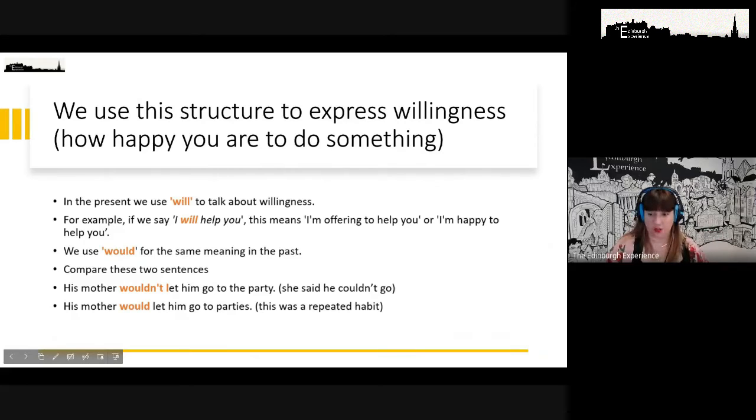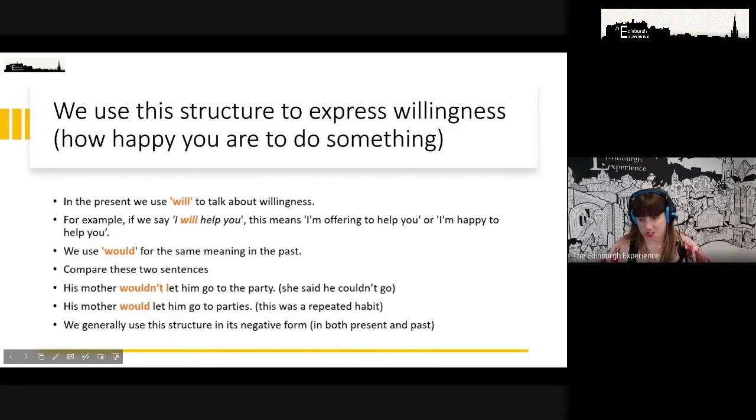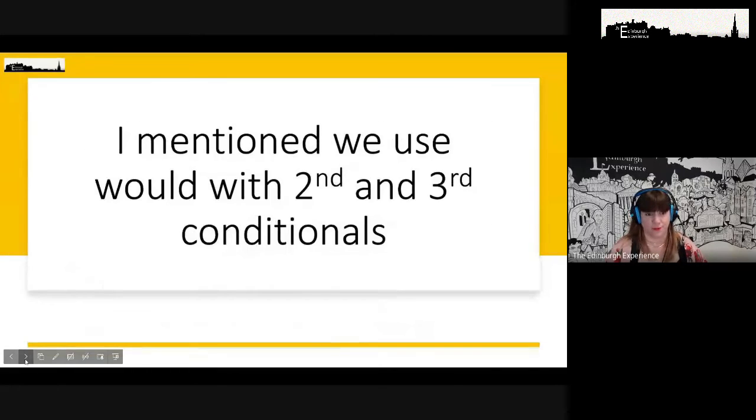Compare that with that previous use of would we just looked at. His mother would let him go to parties, and there we're talking about a repeated habit, okay? And a lot of the reason that we have this difference is because of that negation that's happening here, yeah? We generally use this structure in the negative rather than in the positive, okay? When you're saying how happy you are for something to happen or not happen. But they're quite different, even though they look very similar, they have very different functions, okay? The pragmatics of those sentences are really different.